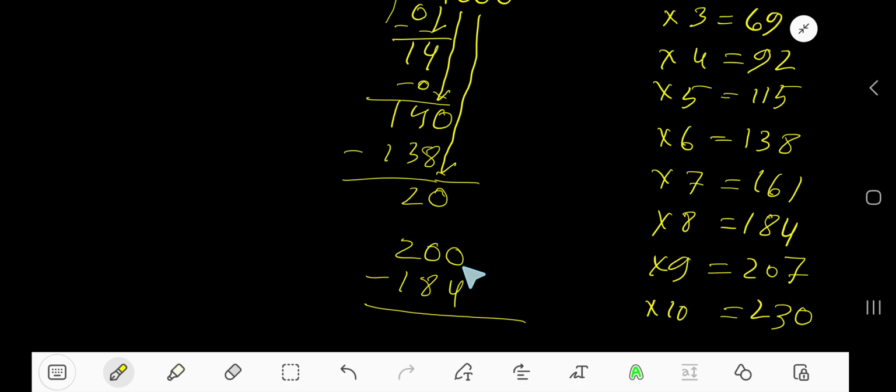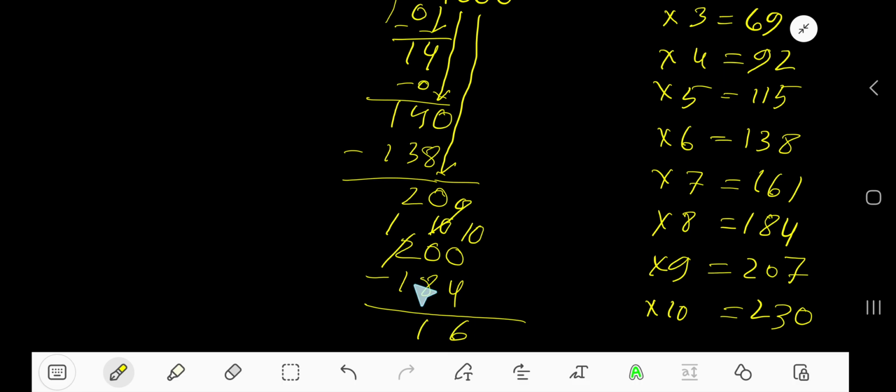Take away 4 from 0, you cannot do this, so borrow from the next column. In the next column you have 0, so borrow from here. So this is the 100s column. If you borrow 100, then 100 becomes 10 tens. If you borrow 1 ten, then you will have 9 tens, and that ten equals 10 ones. So 10 ones take away 4 ones is 6. Take away 8 tens from 9 tens, you will have 1 ten, 10.